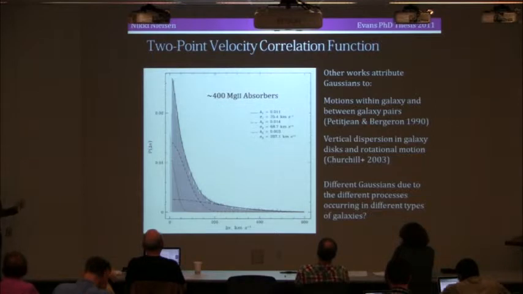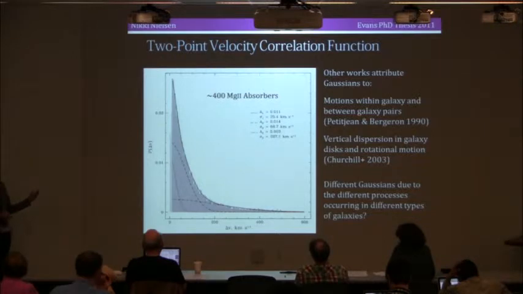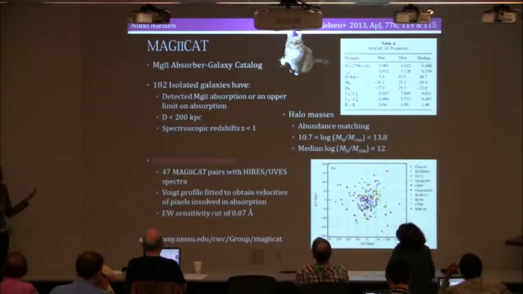One thing these previous works did not have was the actual galaxies associated with the absorption. They didn't know what galaxies were giving rise to the absorption. So I'm going to focus on whether these different Gaussians are due to the different galaxy types, because I have a large sample called MgII, hence the cat. It's called the Magnesium-2 Absorber Galaxy Catalog.